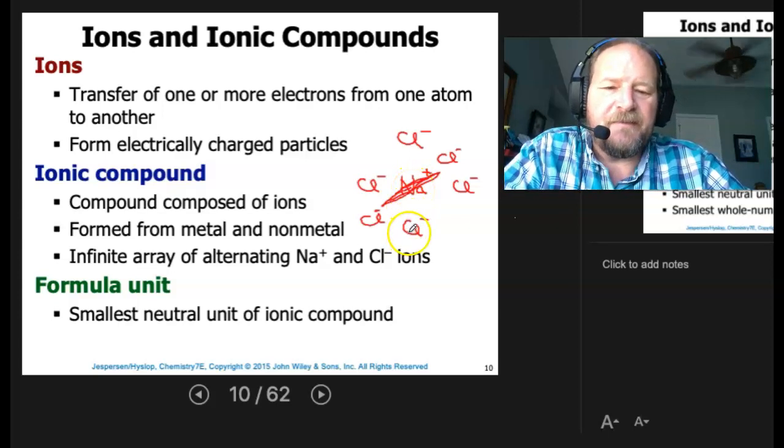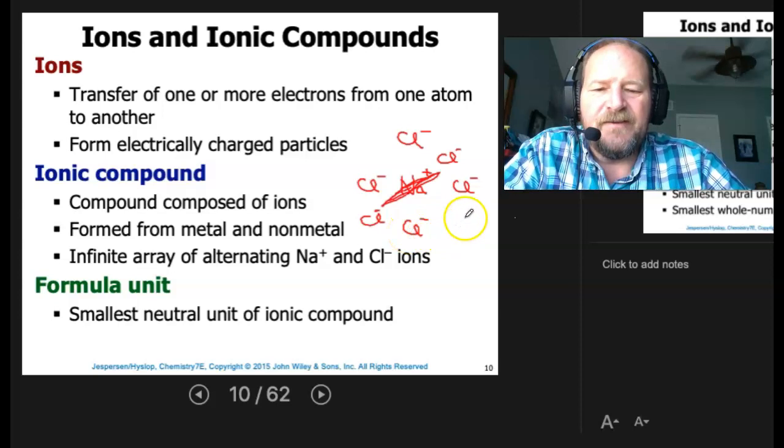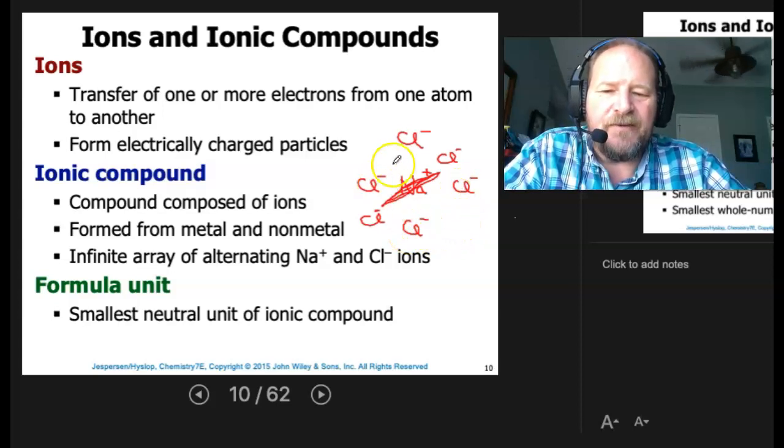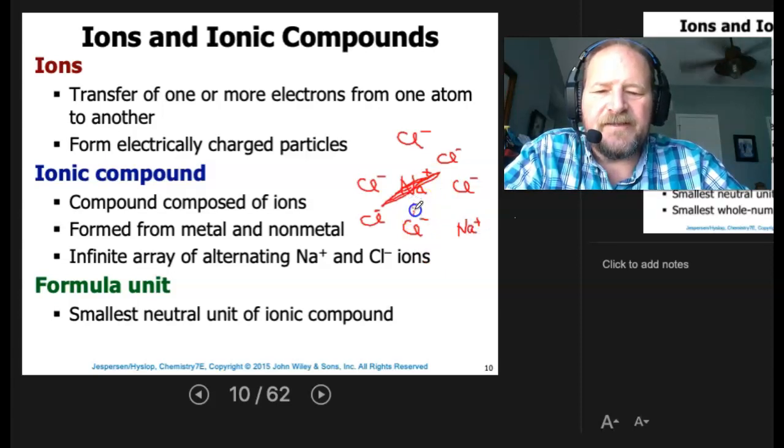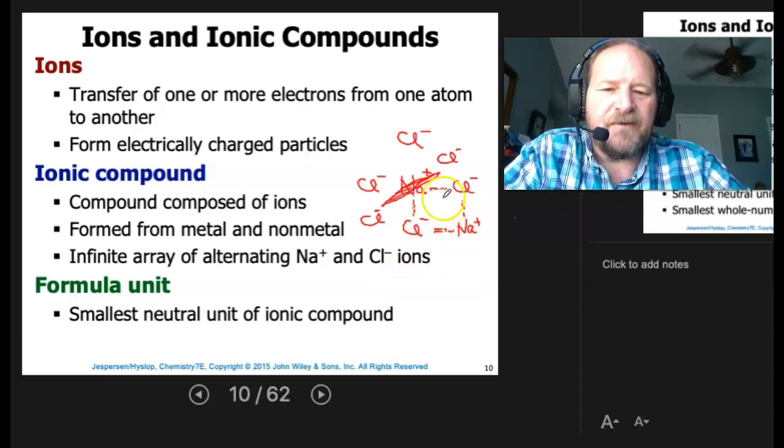The other piece to this, remember it says an infinite array, and our formula needs to be 1 to 1. So in the gap here, I'd have all these chlorines. Well, over here, I'm going to have another sodium. And this becomes part of the array. So I have this chlorine attracted to that sodium, as well as this one. Now, I'm hesitant to draw bonds here. I don't want you to think of them as bonds. Okay, but they are bonds, but they're not bonds like we think of bonds when we're looking at balls and sticks, right? So that's not how it works for ionic compounds.